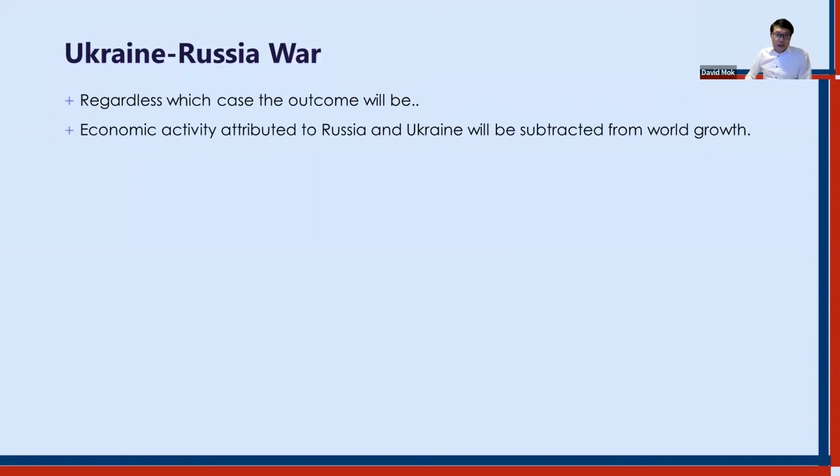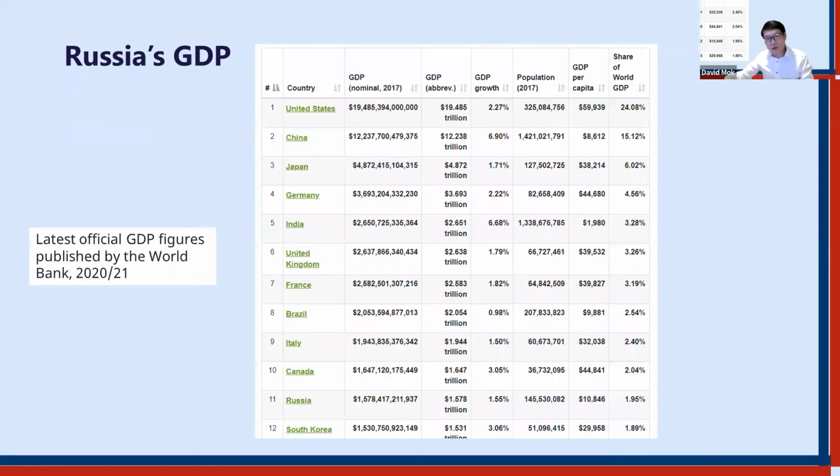So regardless of which case the outcome will be, it will be these three, right? Economic activity attributed to Russia and Ukraine will be subtracted from world growth. In other words, not all of it, but the reduced activity will be subtracted from world growth. Just a quick run through. These are the latest official figures of GDP published by the World Bank, 2020/2021. You'll see that Russia is about 1.95, almost 2%, of the share of world GDP. US, 24%. China, 15%.